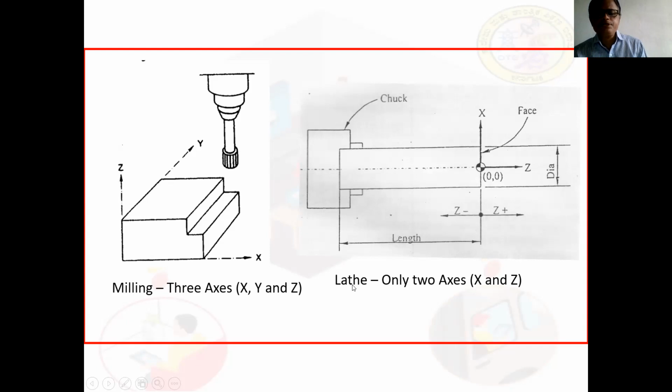For turning machines like lathe machines, there are only two axes, X and Z. You can see Z here. The Z axis is horizontal in the case of lathe machines, and the X axis is perpendicular to the Z axis. What is the X axis? It is related to the diameter of the workpiece. This one is the workpiece, and the X axis is related to the diameter of this.